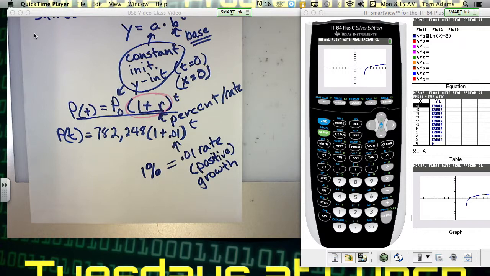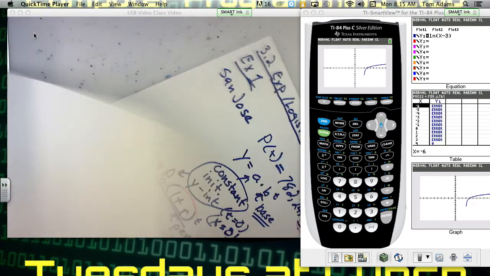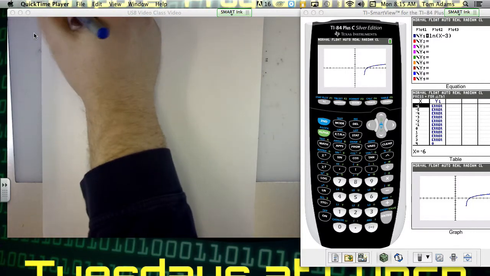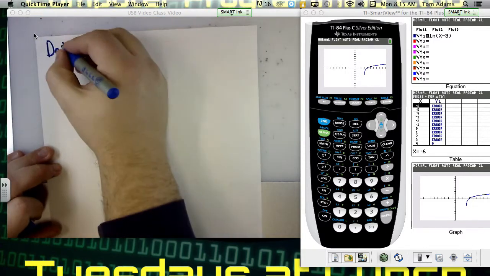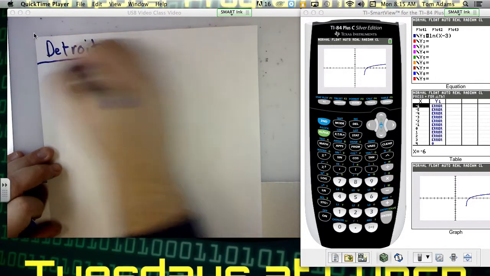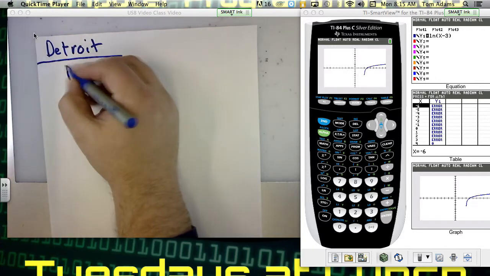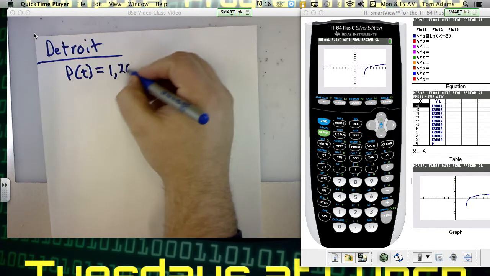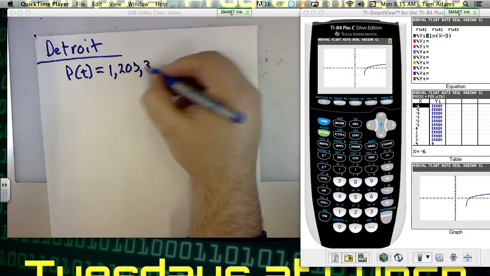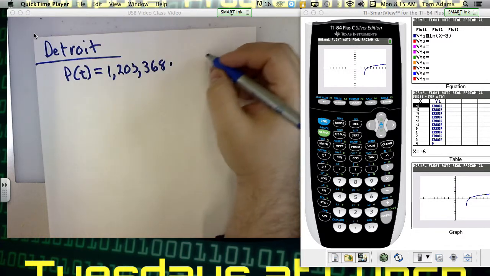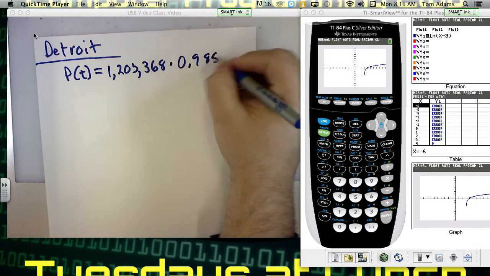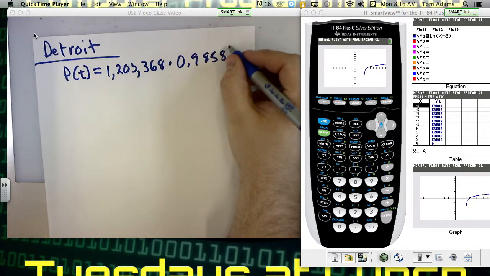So that's a growth. Now, what else did I say we could use this for? Decay. So now, the Detroit one, let's see, I'm going to write Detroit's down. They have a model for Detroit. And the model for Detroit is that the population as a function of time is equal to 1,203,368 times 0.9858 raised to the t.